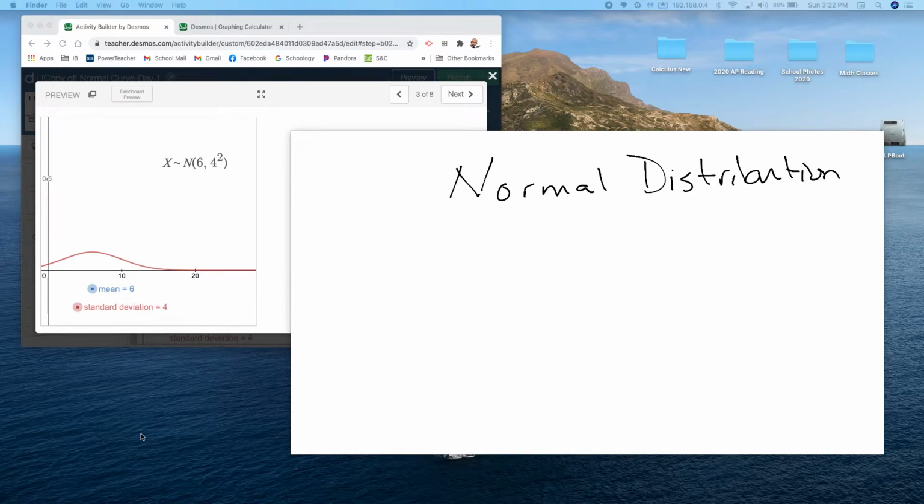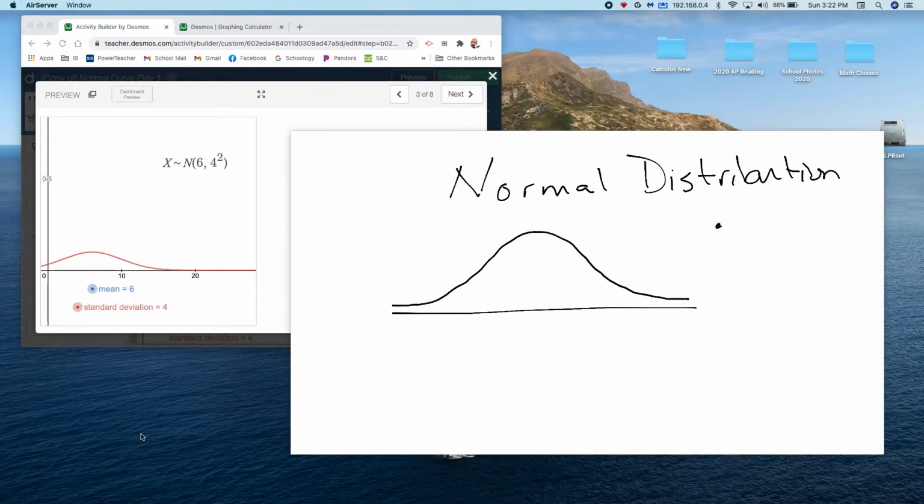distribution, and it's used in statistics. So you can start by writing this down in your notebook and start taking notes on this. What a normal distribution is, it's a curve that is going to look like this roughly. And some people might call this the bell curve.